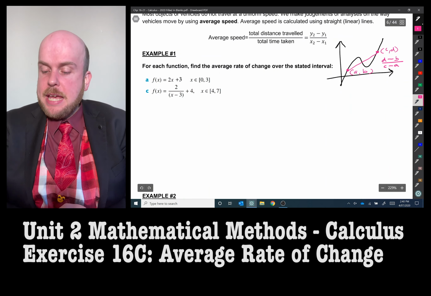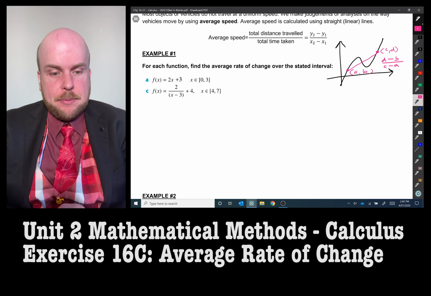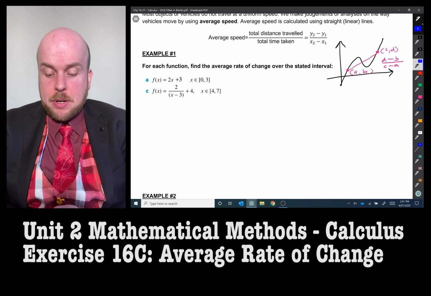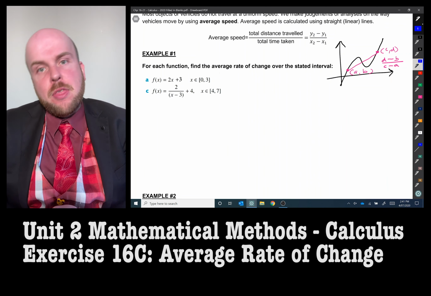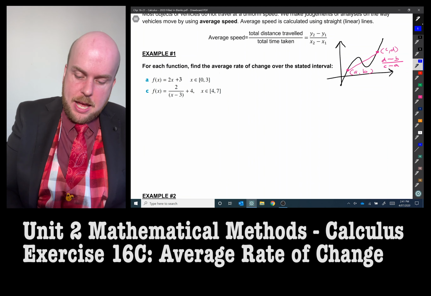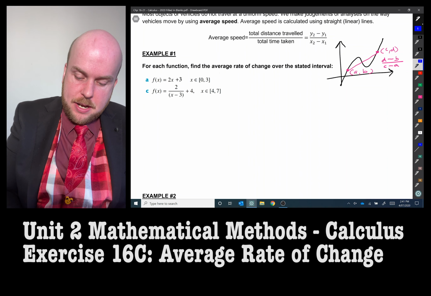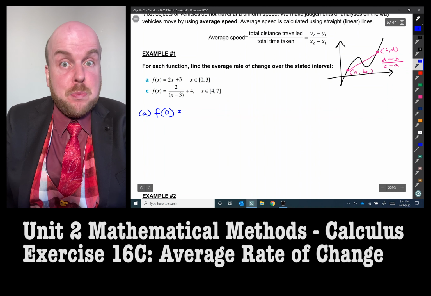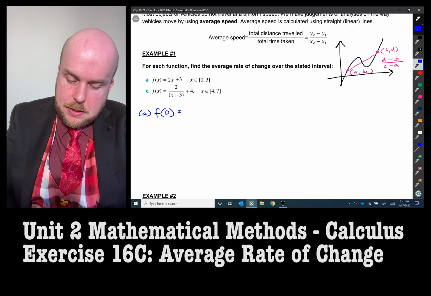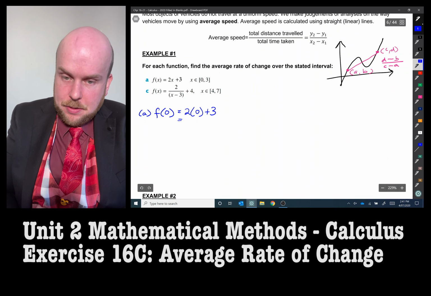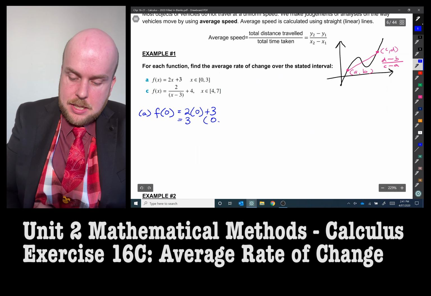For each function, find the average rate of change over the stated interval. So to do this, we need to do our y2 minus y1 over x2 minus x1. We've got a couple of x's, the 0 and the 3, but we haven't got the y's. So we better find out what they are. So for A, better find out what f of 0 is. In other words, all I have to do is just replace the letter x with a 0. 2 times 0 is not 2, it is 0. 0 plus 3 is 3. So we've got our first coordinate, 0, 3.